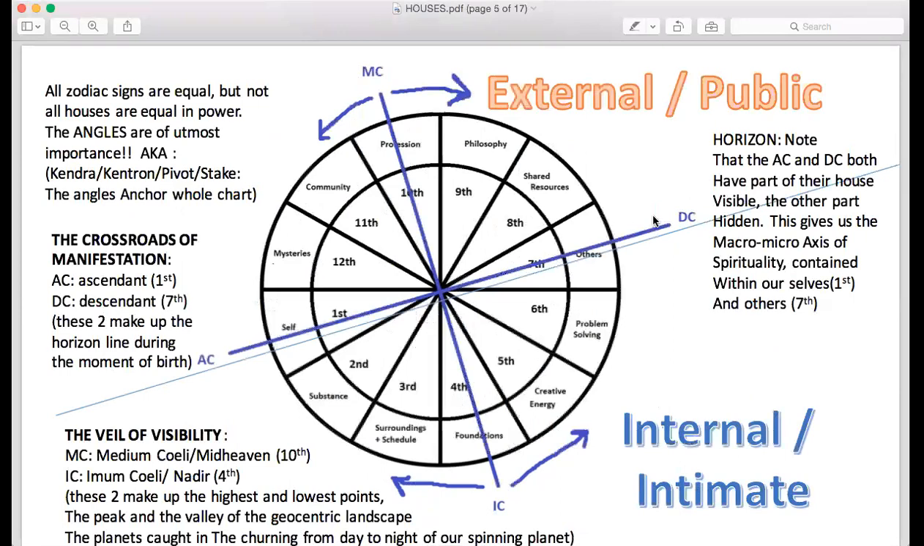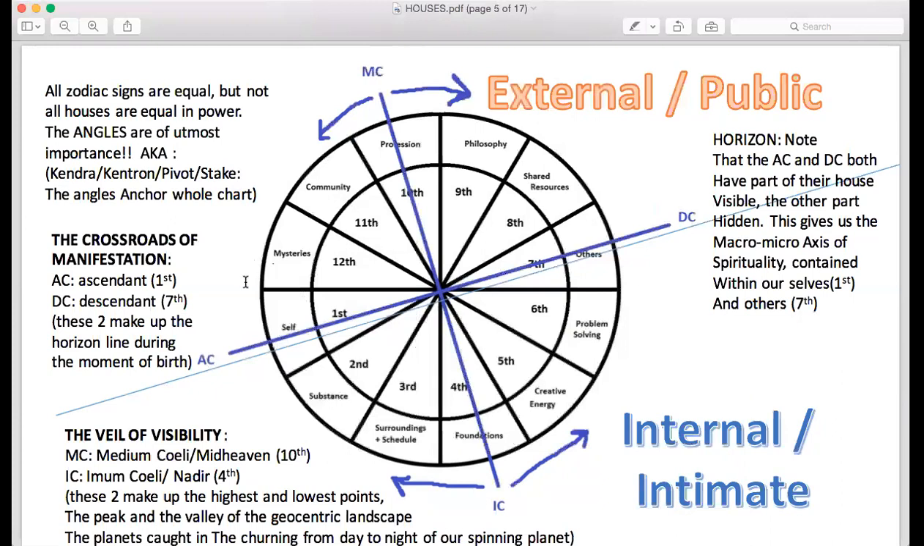This is really important to define. The angles are of utmost importance in all systems of astrology that I've seen. They're called kentron, kendras, pivots, stakes. These are the angles that anchor the whole chart. We have the ascendant, descendant, MC, medium coeli, and the IC, imum coeli, nadir.